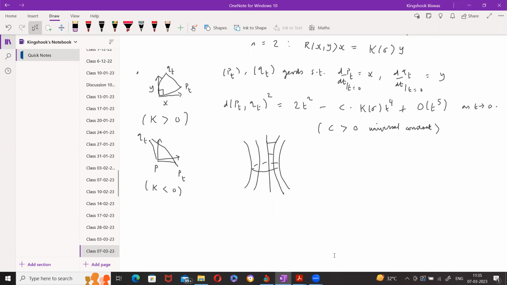So just to give you some feeling for what sectional curvature is, apart from the definition. Geometrically it means in positive curvature, geodesics tend to focus, and in negative curvature, geodesics tend to diverge. You can also look at it in terms of the distance function between two geodesics.